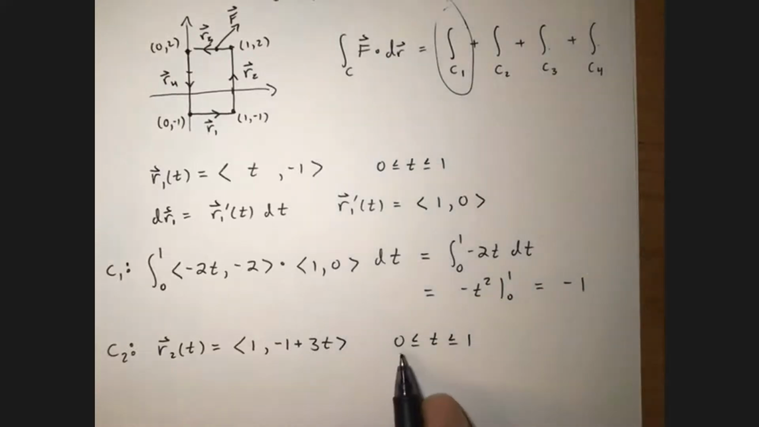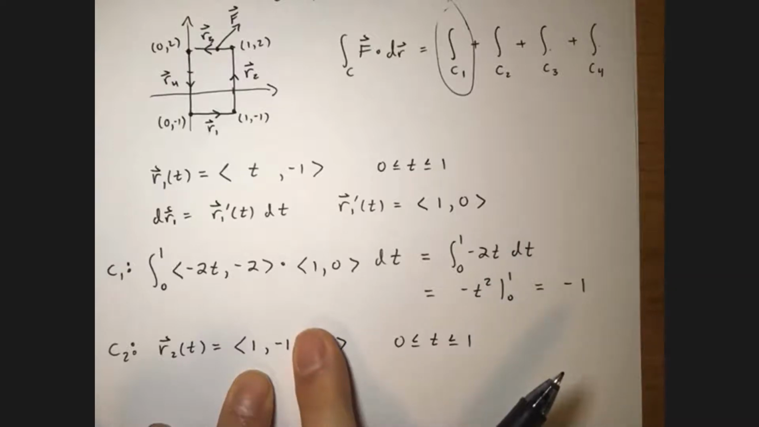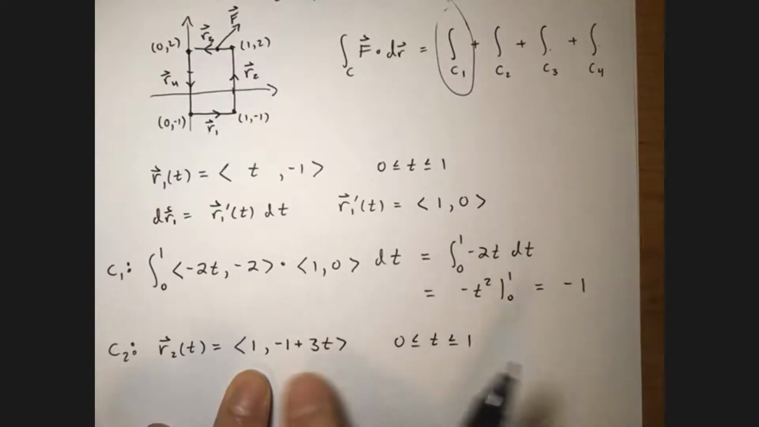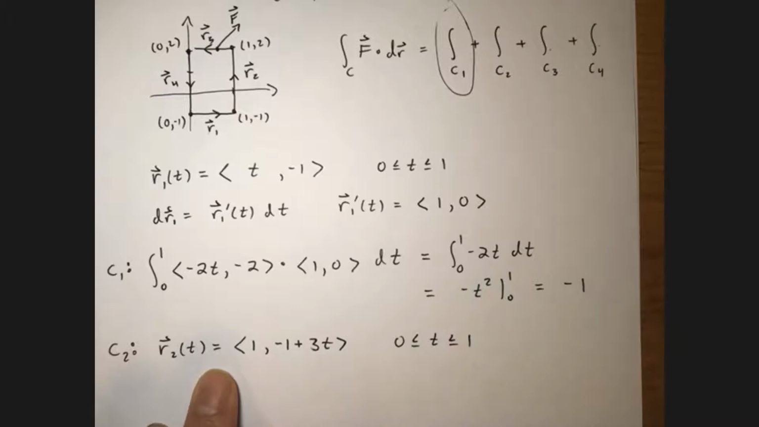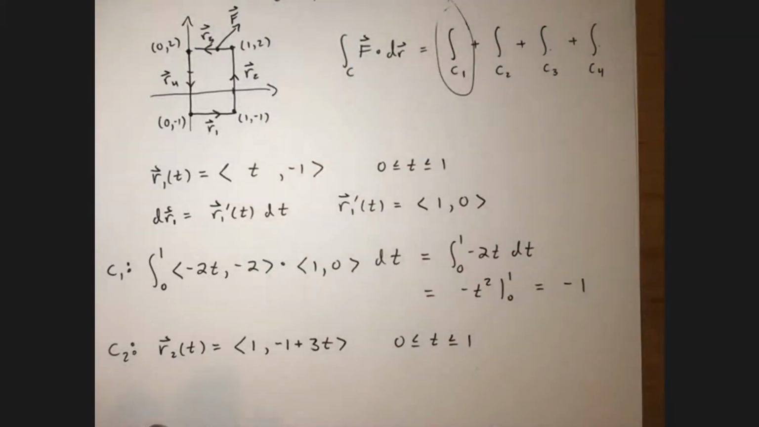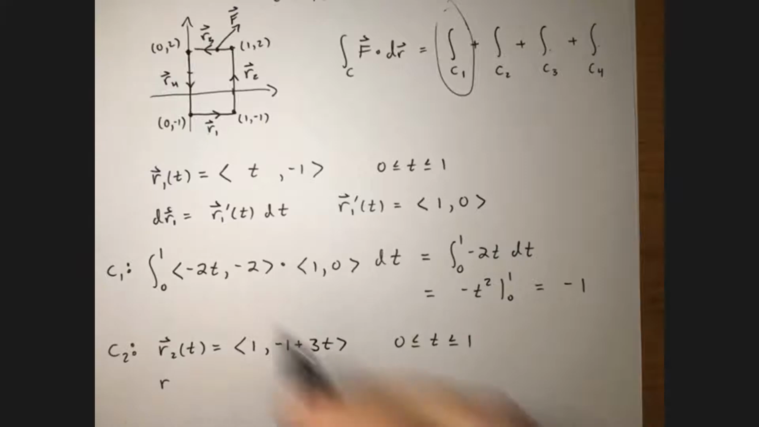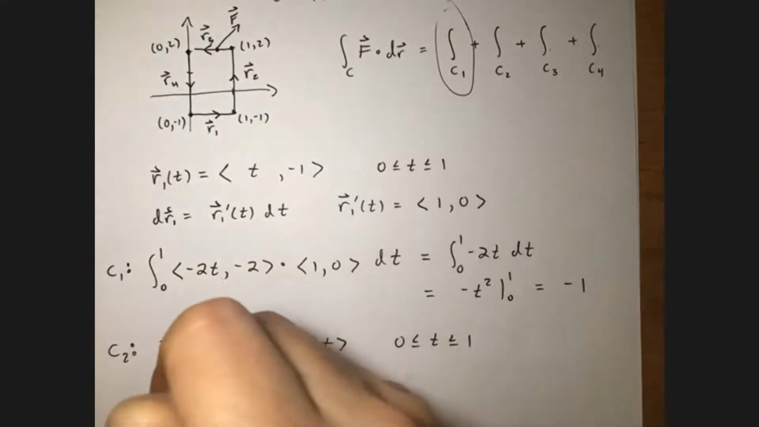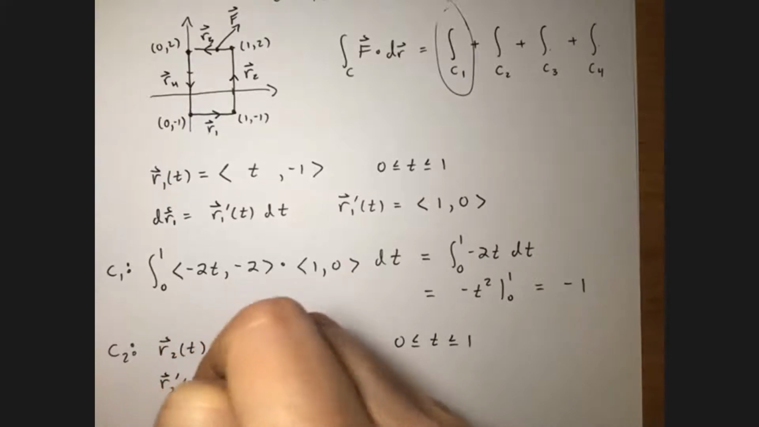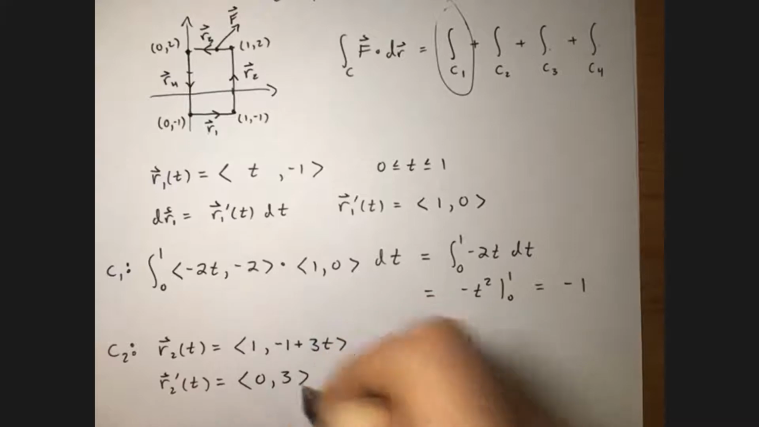When t is 0, just check. We're at 1, -1. Right? When t is 0, that's gone. And when t is 1, we're at 1, 2. So I have successfully parameterized this line segment. Okay. We need to find r prime. R2 prime of t is 0, 3.